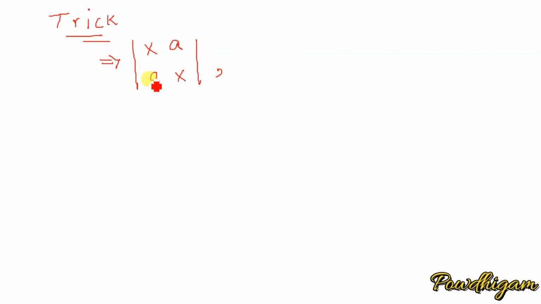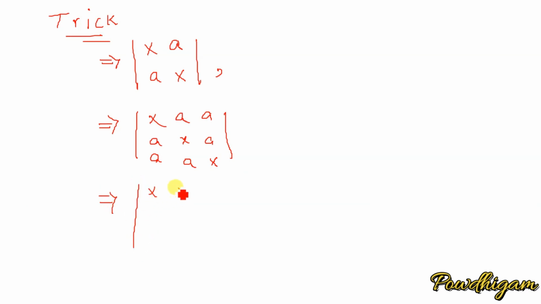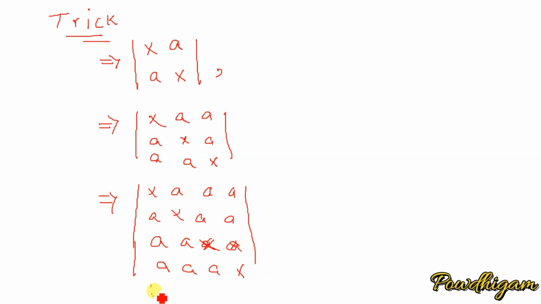or 3 cross 3 matrix, which means x a a, a x a, a a x. If they give a 4 cross 4 matrix like this, x a a a, a x a a, and so on, like that we can find for an n cross n matrix.